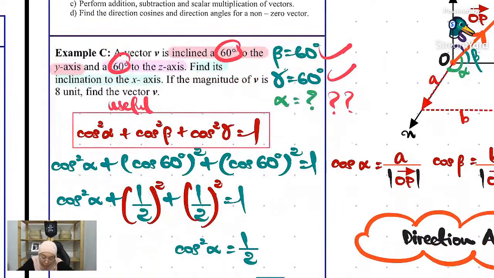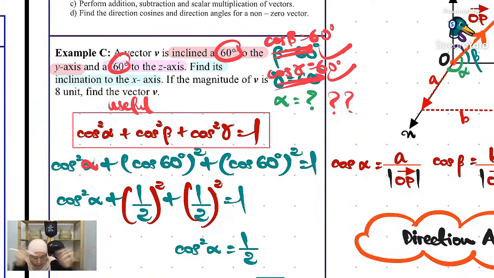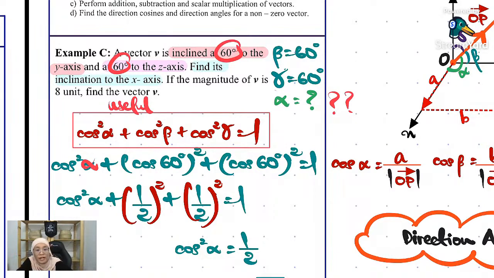And so we can put our alpha as unknown, but we do know this cos beta and cos gamma. Okay guys, sorry, I wrote it wrongly here. This is actually cos beta equals 60, and this should be cos gamma equals 60. Beta is the angle, and gamma is also an angle.